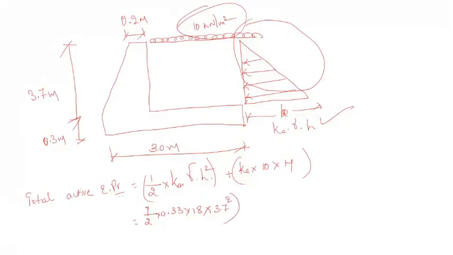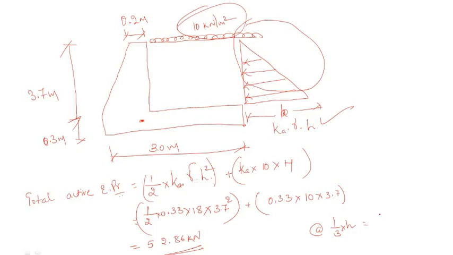Ka which we have got is 0.33, H is 3.7. This is rectangle: 1 into 10 into 3.7. Therefore, the total pressure will be 52 kilonewton. This much we have got, and it will act at 1/3 the height from the base. Okay, it will act at 1/3 the height of the base.